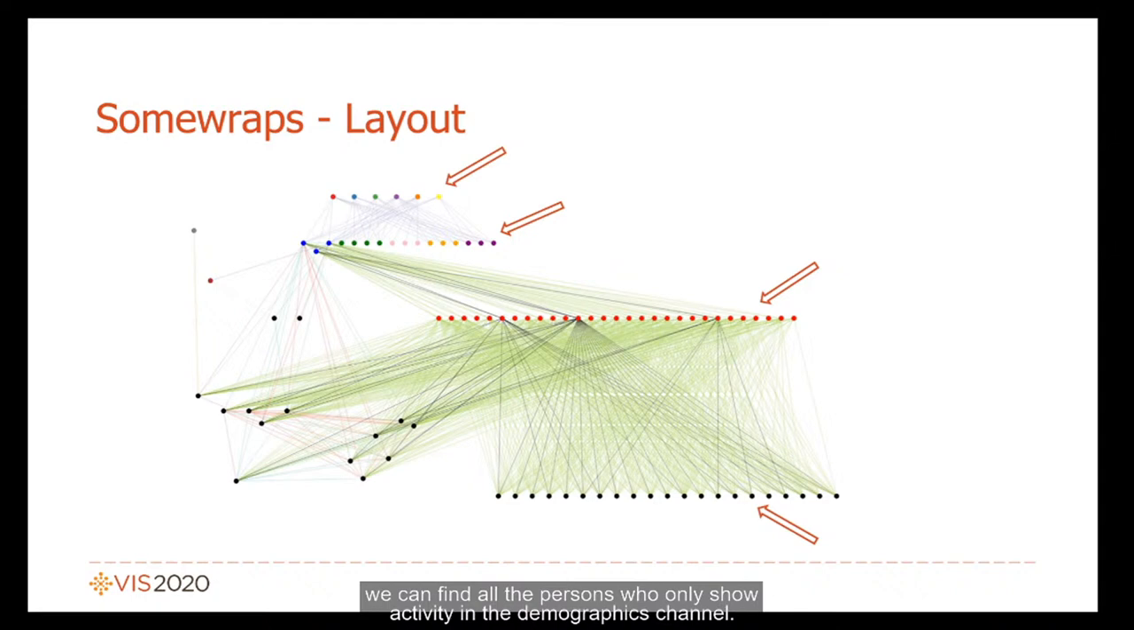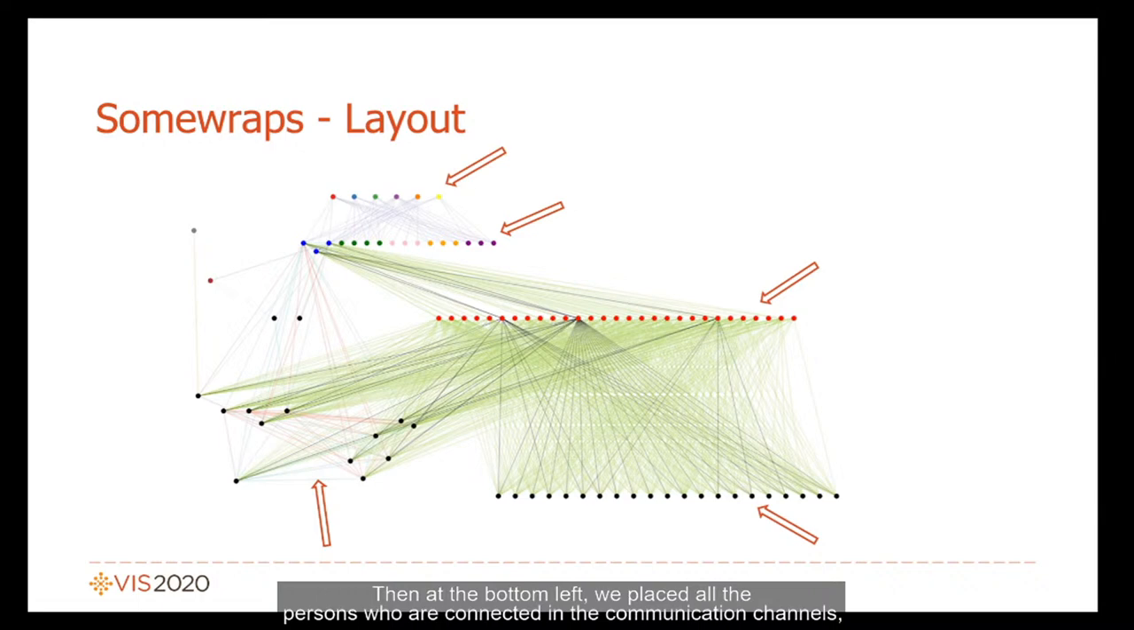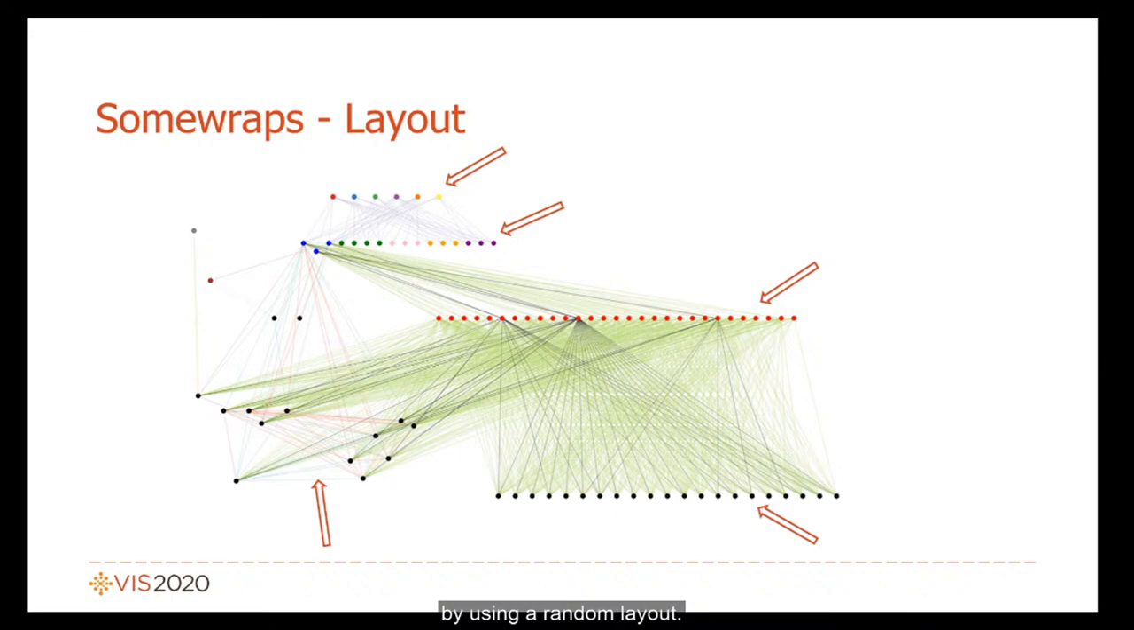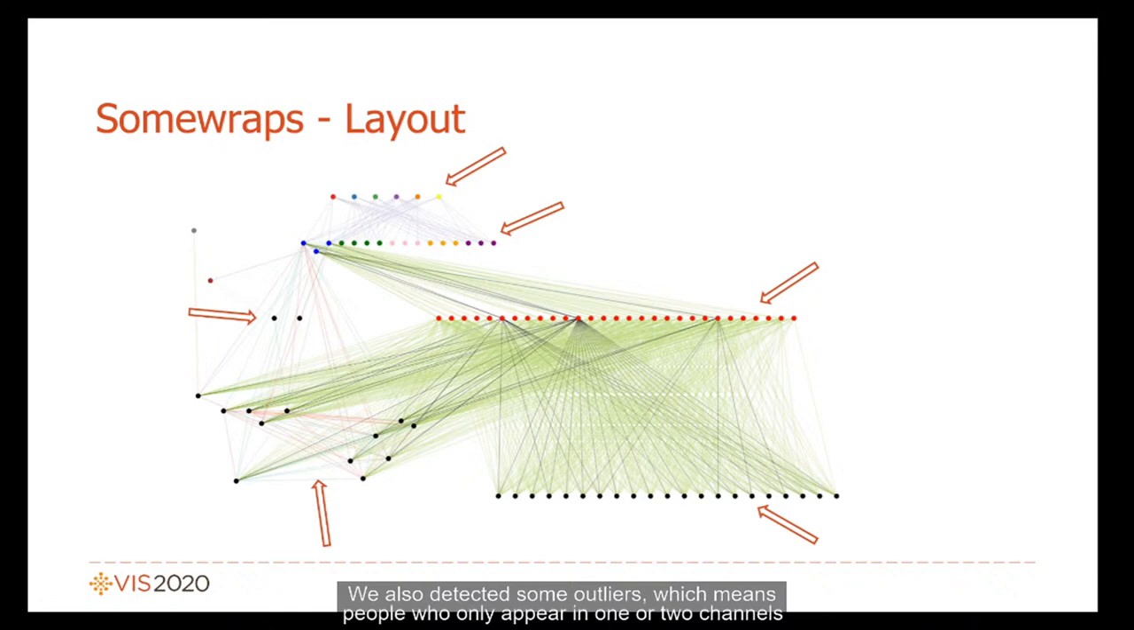Then at the bottom left, we placed all the persons who are connected in the communication channels by using a random layout. We also detected some outliers, which means people who only appear in one or two channels or show completely different activity compared to all the other persons. So we placed them around this area here. So that means with this representation, we get already an overview of all the persons and how they are connected in the network. And moreover, if we find another subgraph that looks like the template, we should get a really similar layouting in the node link diagram.